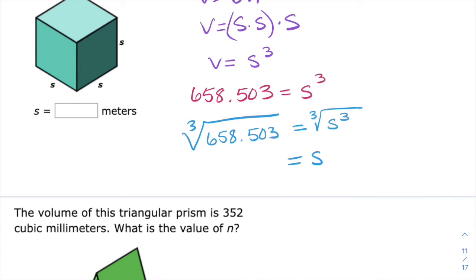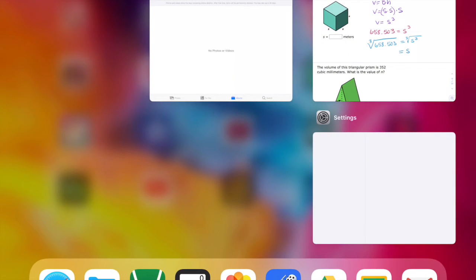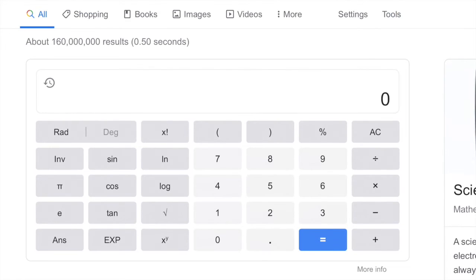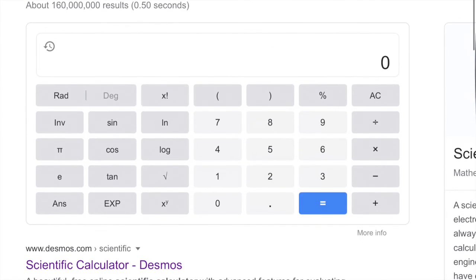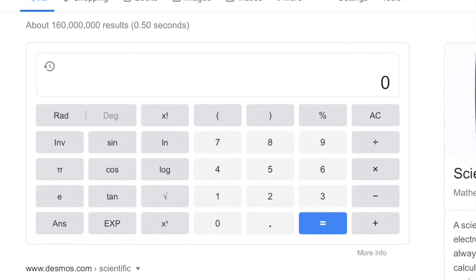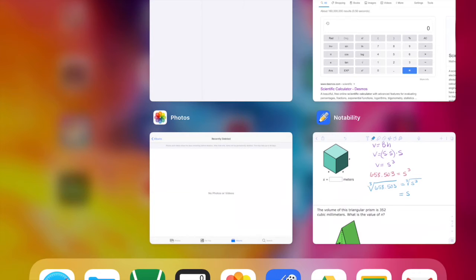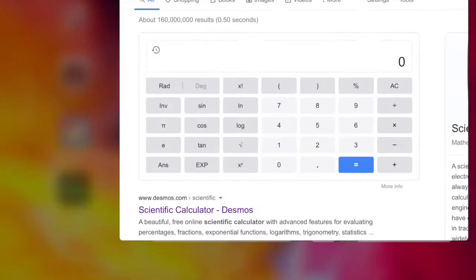And so now we're going to find the cubic root of 658,503. And so what I have here is a scientific calculator I have up. So I'm going to show you just on Google, type in scientific calculator, and I'll show you how you can do this. There's a couple of things you can do. We can type in that number, 658,503.